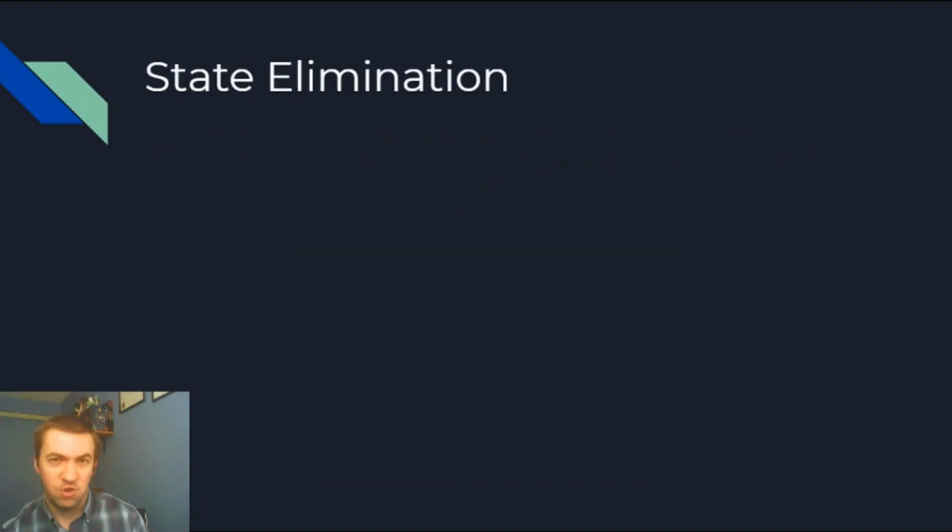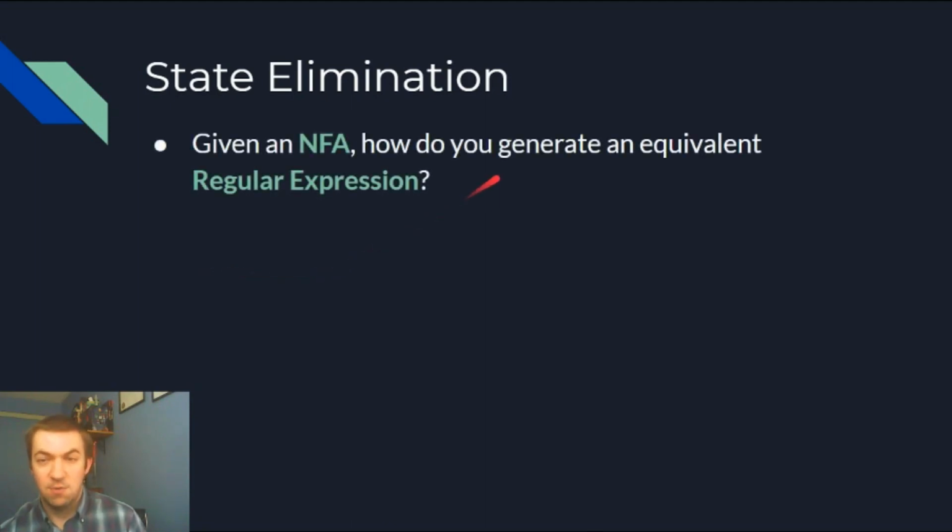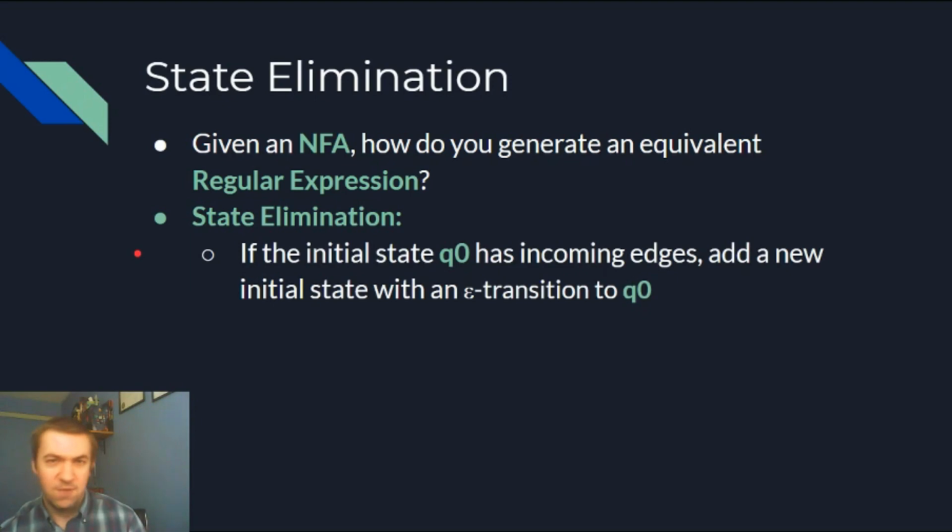Finally, let's go through one of the trickier forms of transitioning between these equivalencies. Given an NFA, how do we generate an equivalent regular expression? The way that you do this is using an algorithm for state elimination. First off, we need to build our NFA into a new form that will allow us to do this algorithm, and then we can start breaking it down. First off, if the initial state that we have, Q0, has any incoming edges, we're going to modify the diagram with an initial state that has an epsilon transition to that Q0. This way we can isolate our initial state and make sure it's only by itself with no other concerns for transitions that could happen.